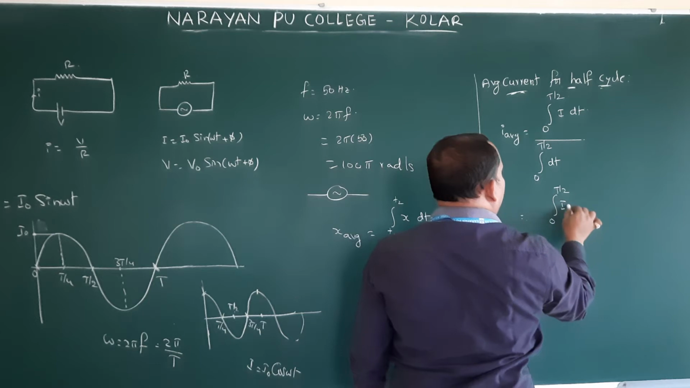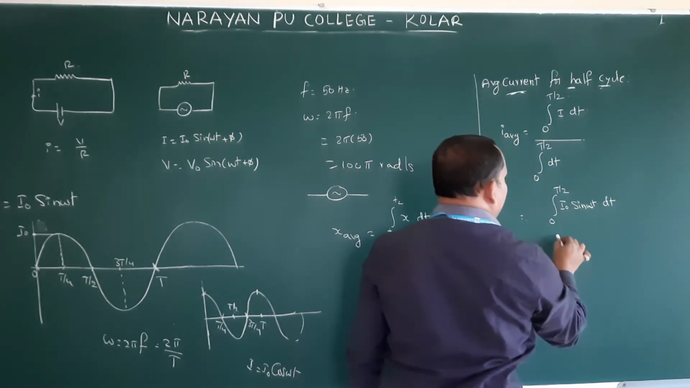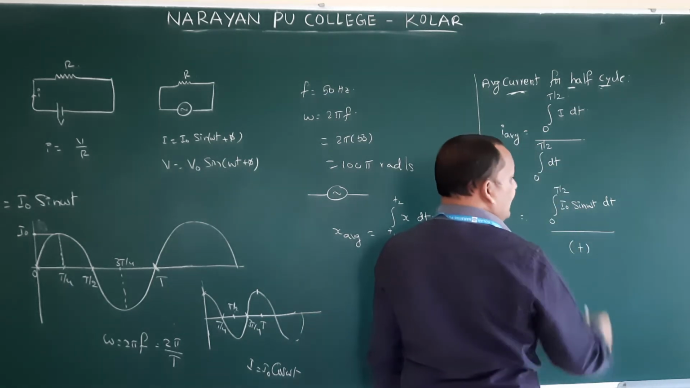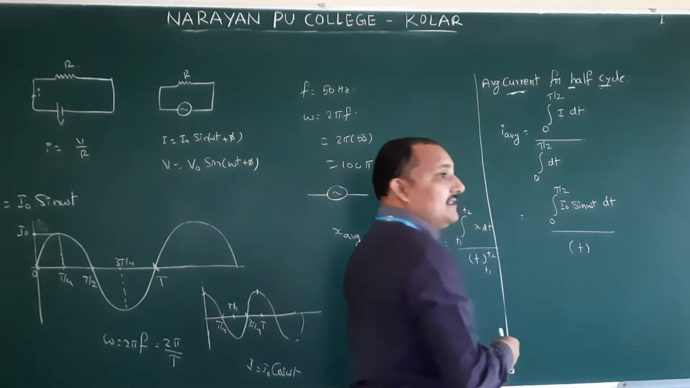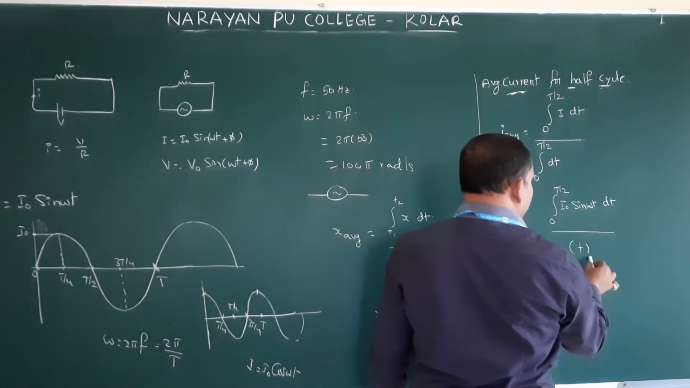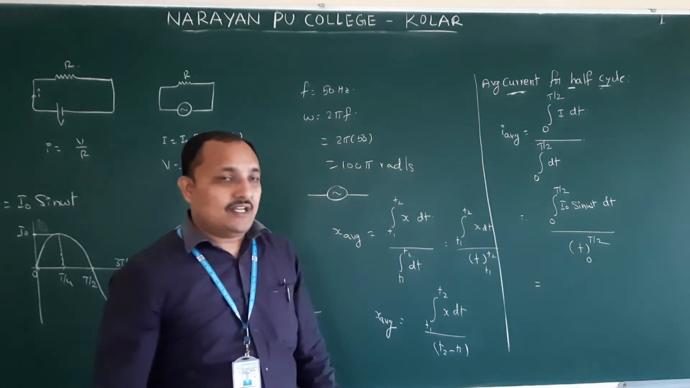I naught sin omega t dt divided by integral dt. Integral dt means t, integral dx means x. In mathematics, integral 1 dx or integral dx both will be the same, between the limits 0 to T by 2.